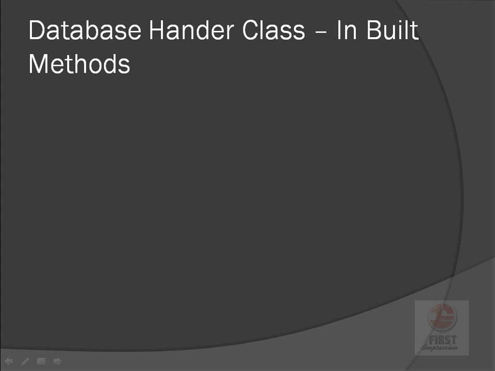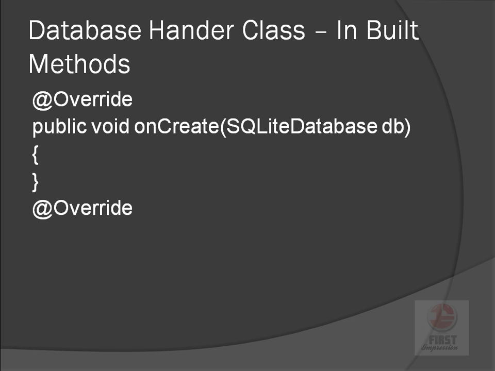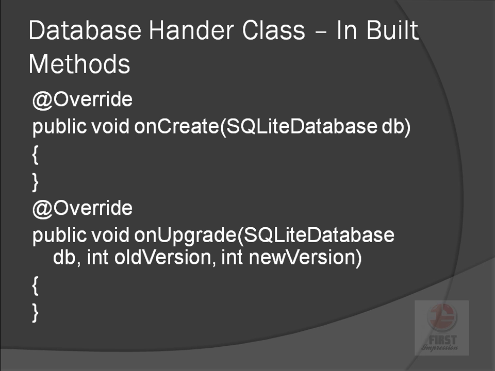The database handler class has some inbuilt methods which we have to have in our class as well. The first method is called as onCreate, and the second method is called as onUpgrade. These methods are called by default whenever you create or upgrade your database. You don't have to do anything over here. You have to just have these methods as blank. Whenever you create these methods, they will be used only to create and upgrade the database.